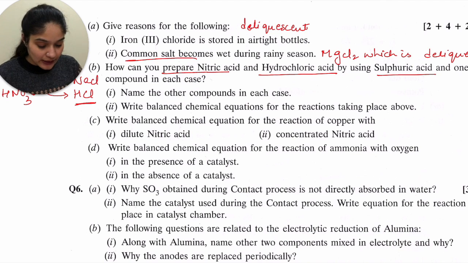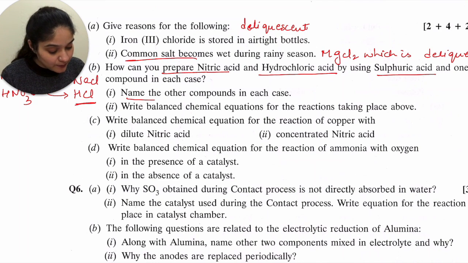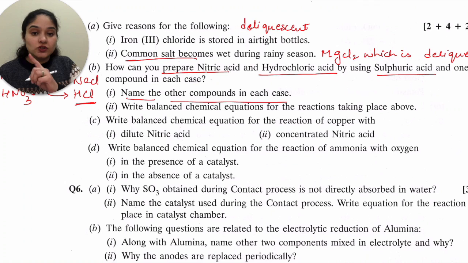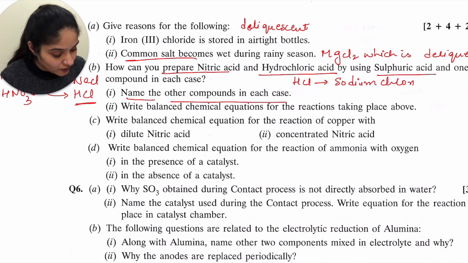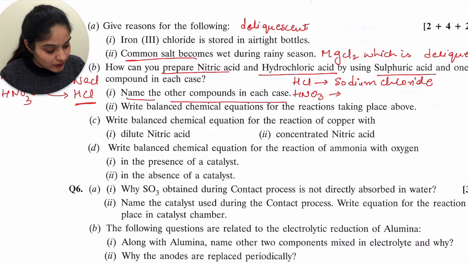Then for nitric acid, what can you add? You can add sodium nitrate. So that would be NaNO3. So name the other compounds in each case. So the two compounds for HCl, you will write sodium chloride. And for HNO3, you will write sodium nitrate.